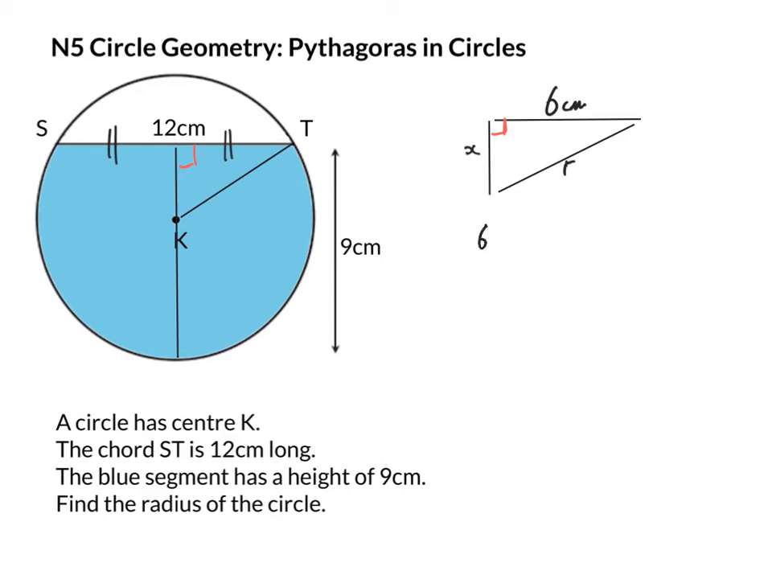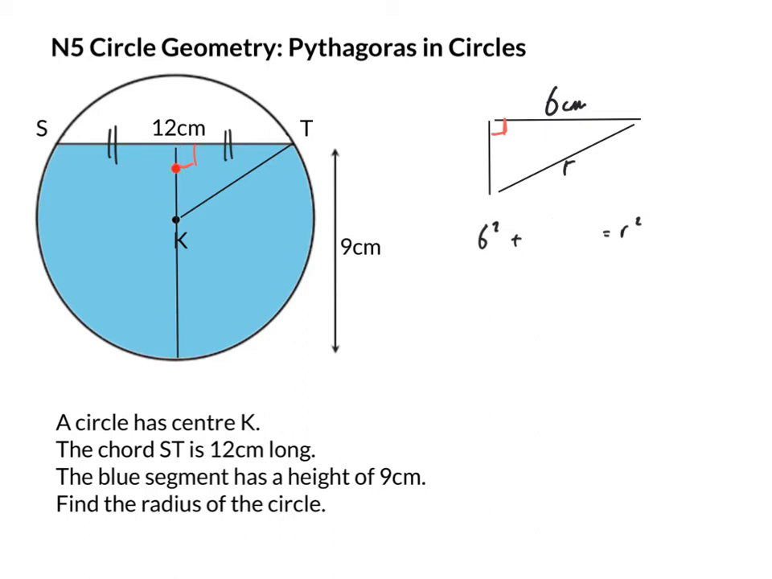6 and X are the short sides, so I could say 6 squared plus X squared equals R squared. But the problem I've got is I have got one equation with 2 variables, and that is impossible to solve. If I've got an X and an R, I've got no way of figuring out what they are. The only way I can solve this problem is if I have got one variable, one letter. I have been asked to find R, so this X is really the problem. So I'm going to get rid of X from my equation there.